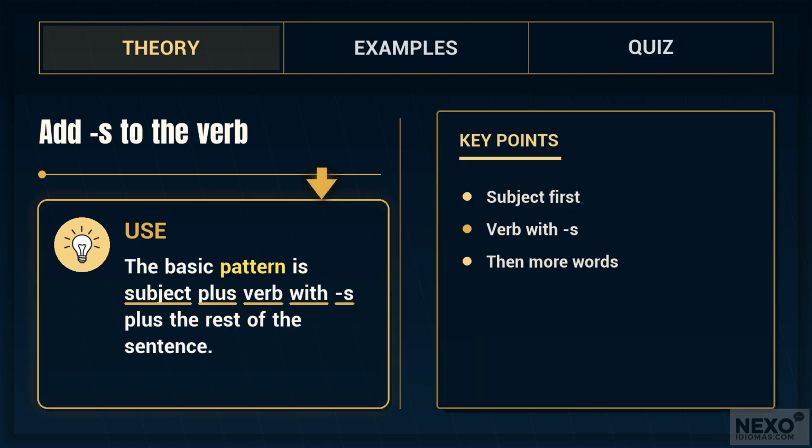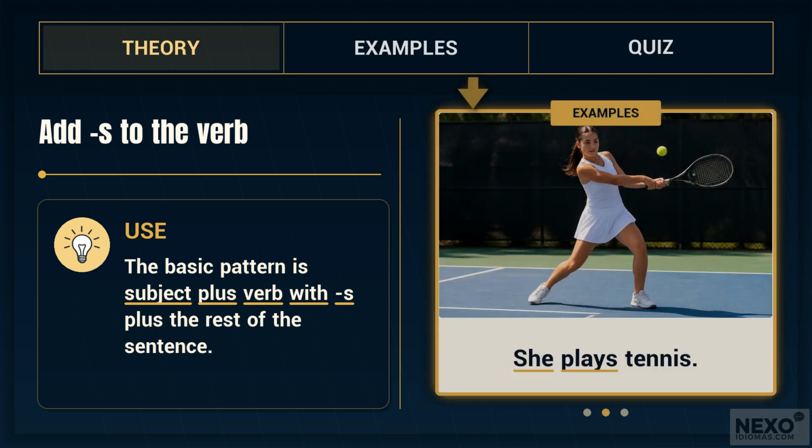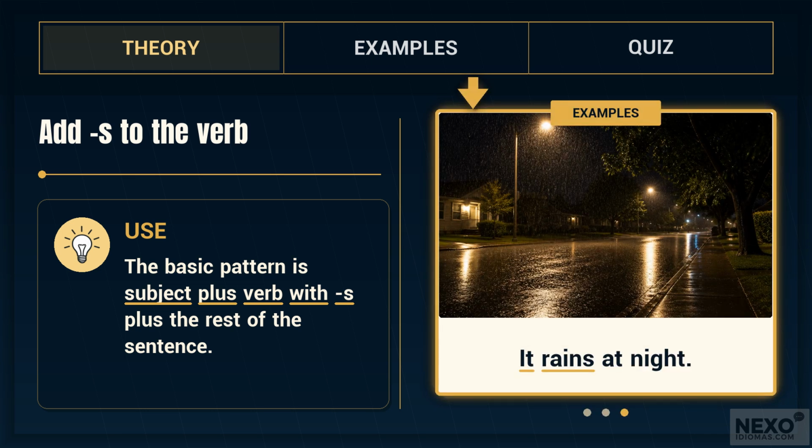The basic pattern is subject plus verb with s, plus the rest of the sentence. Example. He cooks rice. Example. She plays tennis. Example. It rains at night.